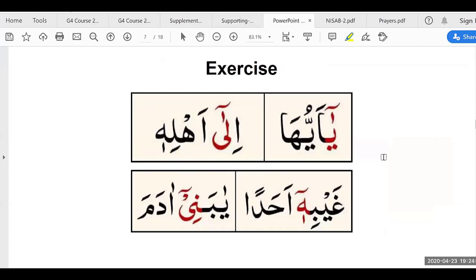Yes. L291. L291. Assalamualaikum. Walaikum assalam wa rahmatullah. Can you please go through these words? Jazakallah.